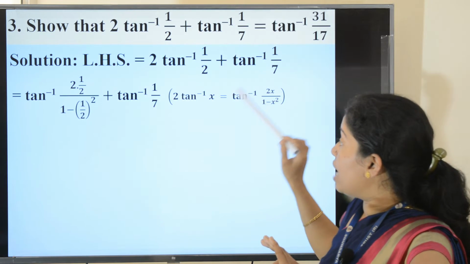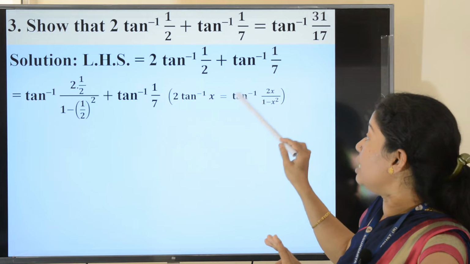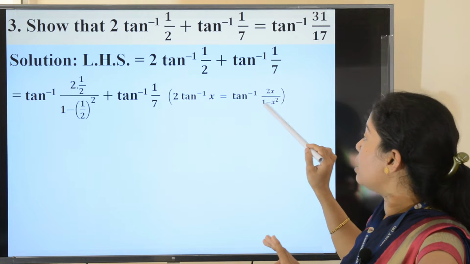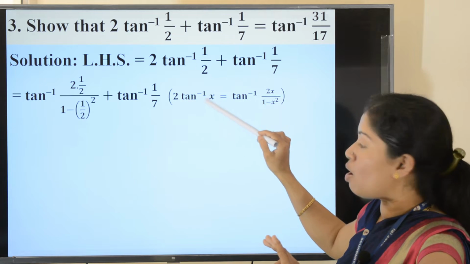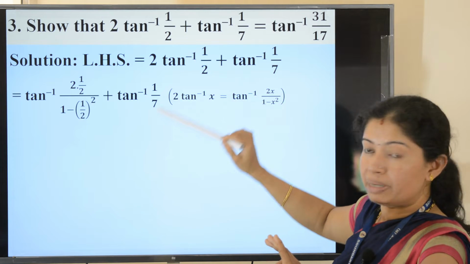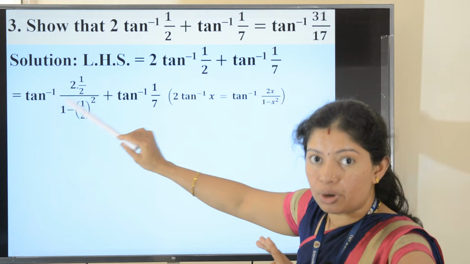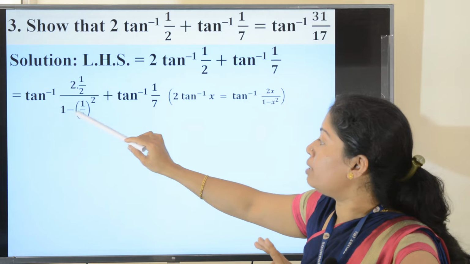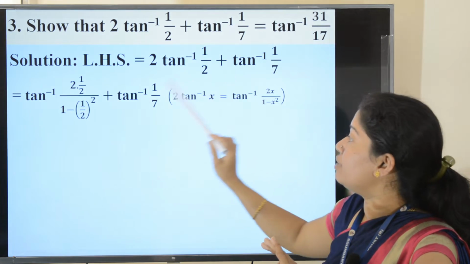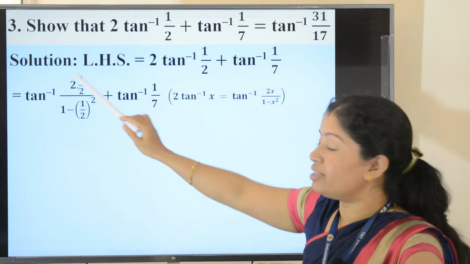Again you see we have to use this property 2 tan inverse of x is equal to tan inverse of 2 times this value divided by 1 minus square of this value. So here 2 tan inverse of 1 by 2 will become tan inverse of 2 times 1 by 2, entire thing divided by 1 minus 1 by 2 whole square, plus this tan inverse of 1 by 7 you write as it is. Now you simplify this first term.